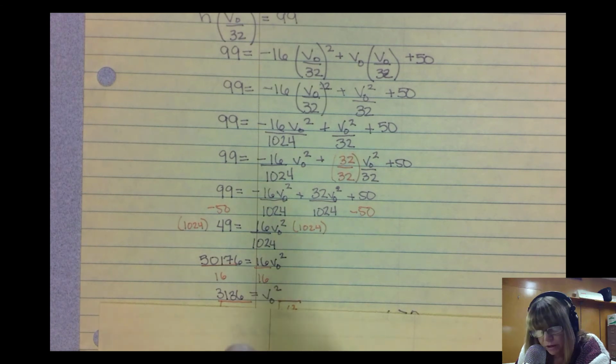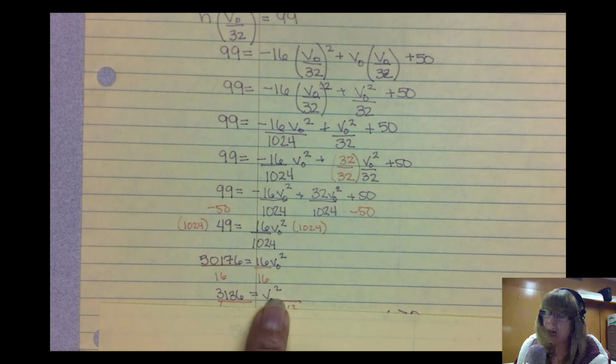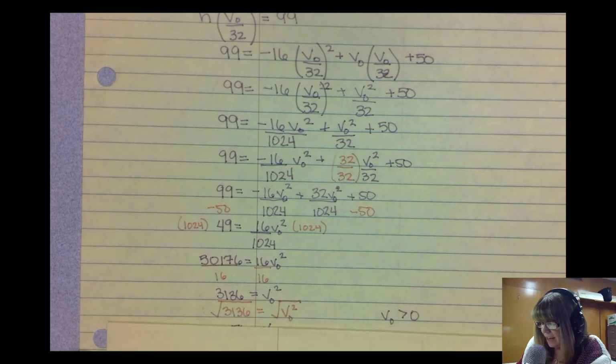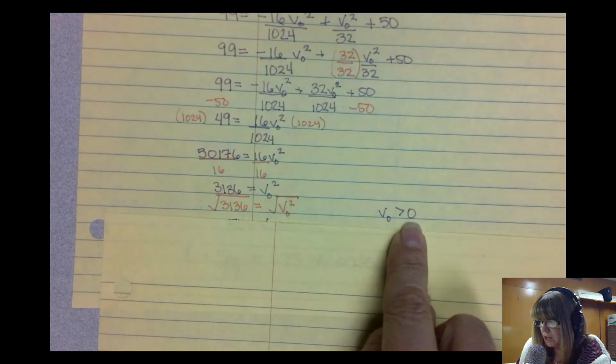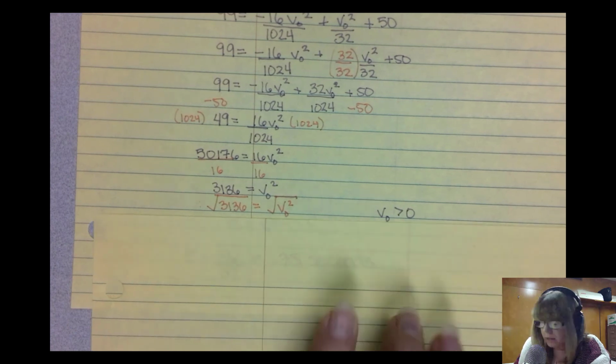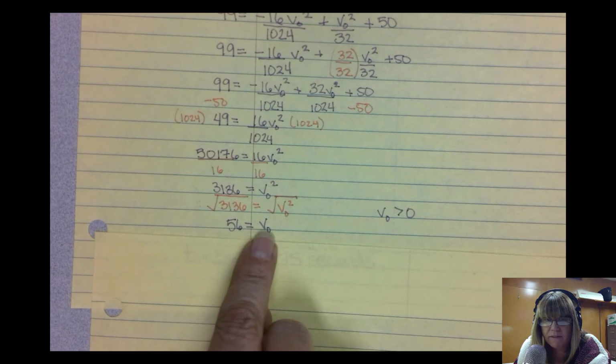I'm going to take the square root of both sides. Now keep in mind our velocity cannot be negative. Our velocity is always positive, and therefore I don't care about the negative version. I just care about the positive version because our velocity is always over 0. And we get 56 as our velocity.